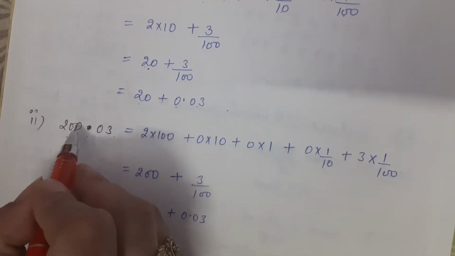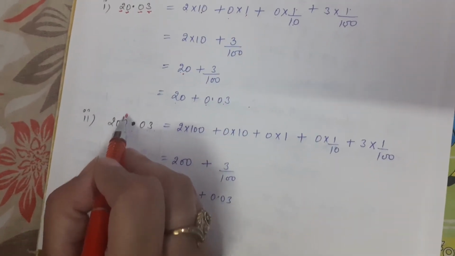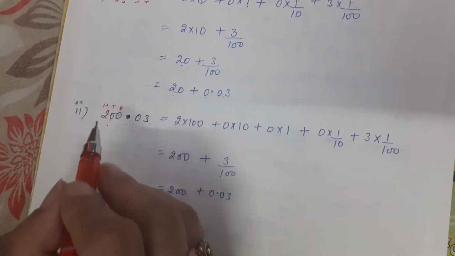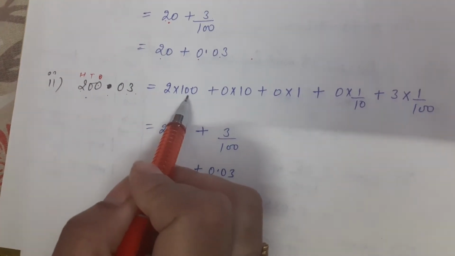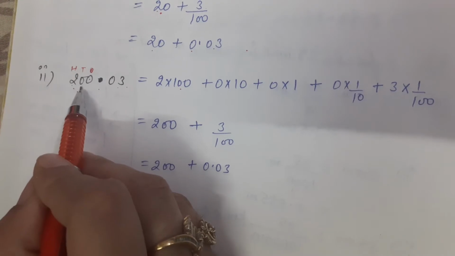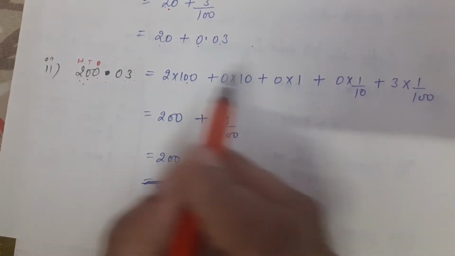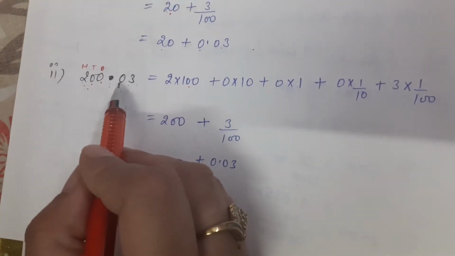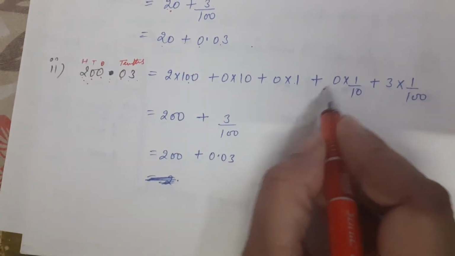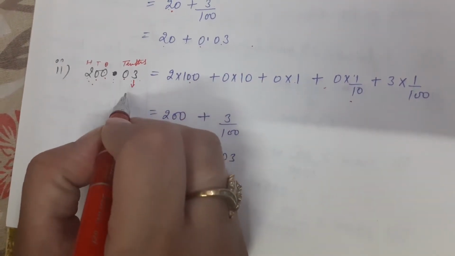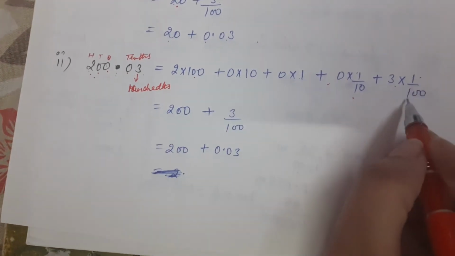Next is 200.03. So what is the place here? This 0 is your ones place. This is your tens place. This is your hundreds place. So this 2 multiplied by 100 because hundreds place is there. 0 multiplied by 10 because it is at the tens place. 0 multiplied by 1 because it is at the ones place plus 0. What is the place here? Tenths place. So it is 0 multiplied by 1 upon 10. What is the place of 3 here? Hundredths place. So 3 multiplied by 1 upon 100.